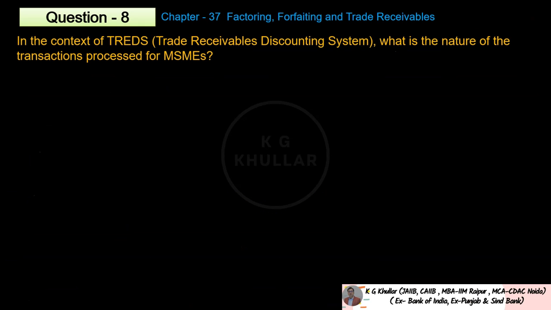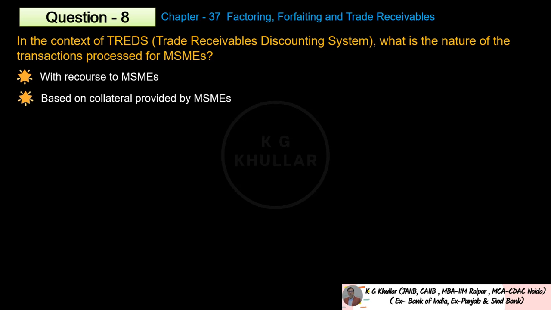The next question is from chapter Factoring, Forfeiting and Trade Receivables, and the question goes like this. In the context of TReDS, and this stands for Trade Receivables Discounting System, what is the nature of transaction processed for MSMEs? And these options are given to you. That is, first option A is with recourse to MSMEs. Then second option B is based on collateral provided by MSMEs. Then third option C is without recourse to MSMEs. And last option D is only for export transactions.